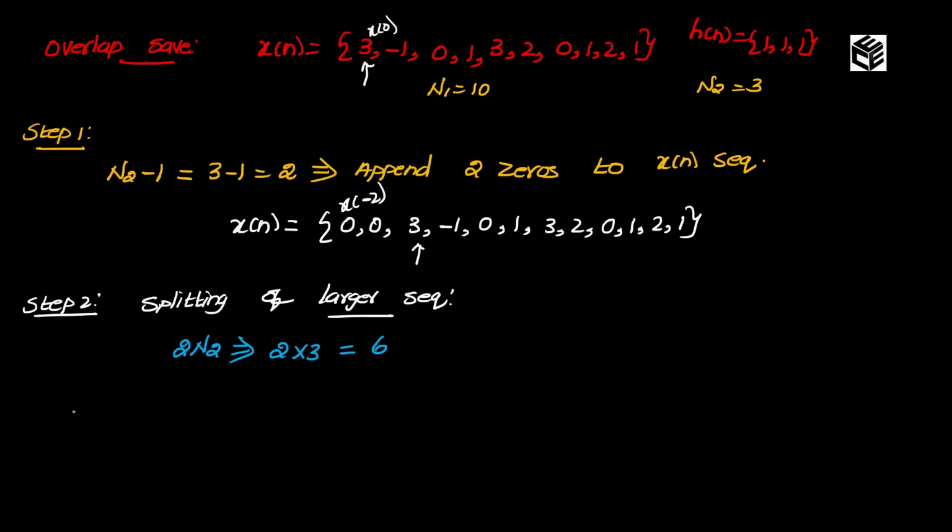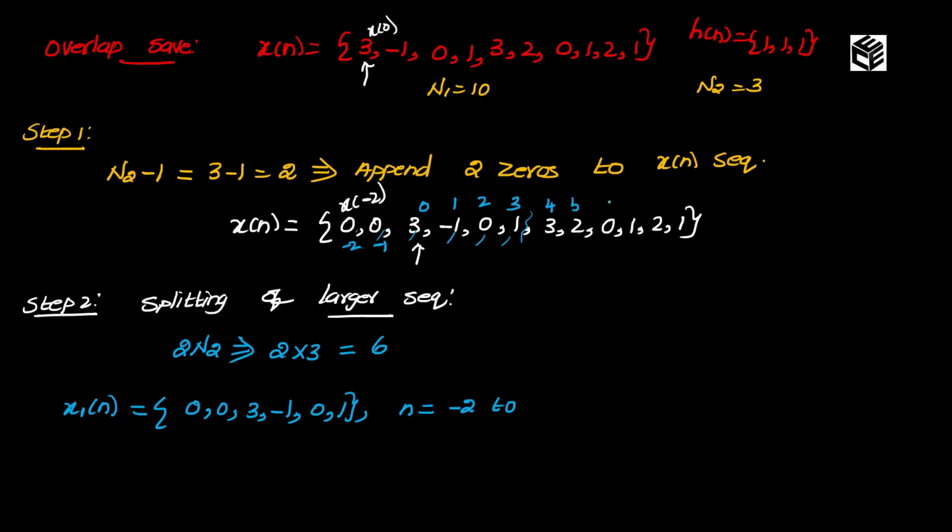Understood? So how can I split? The first section is x1 of n is equal to, and I need to split with 6 elements: 1, 2, 3, 4, 5, 6. So till this I will split. That is 0, 0, 3, minus 1, 0, 1. Here the value of n starts from minus 2: minus 2, minus 1, 0, 1, 2, 3. So it is from minus 2 to 3.